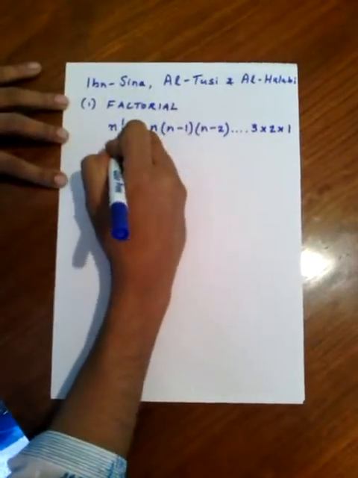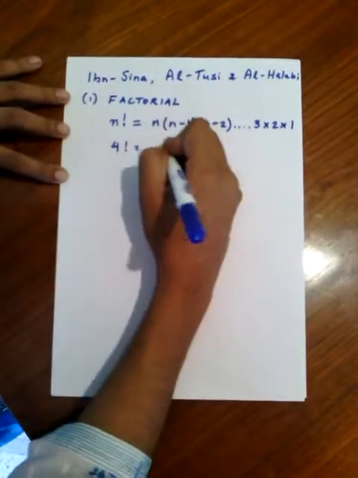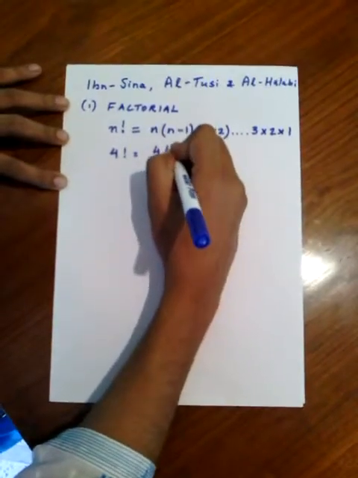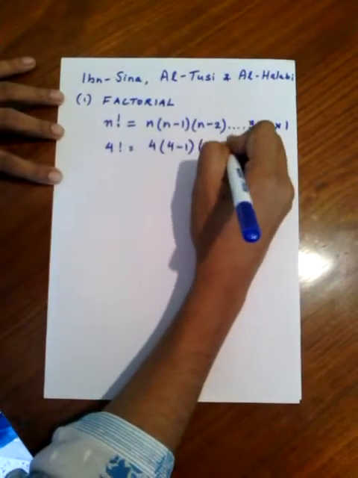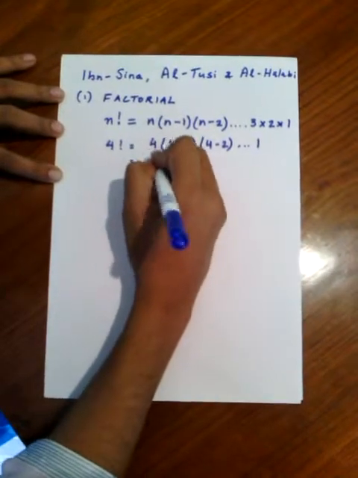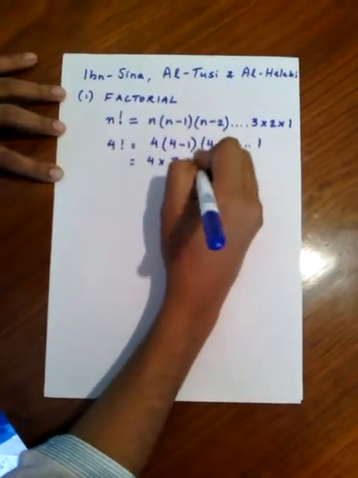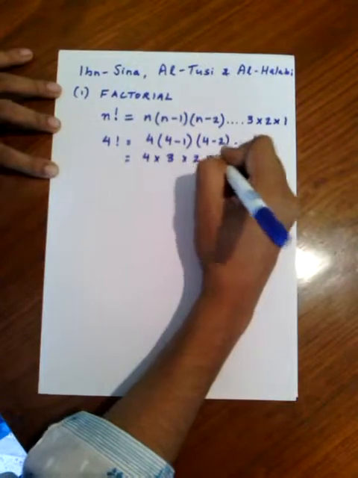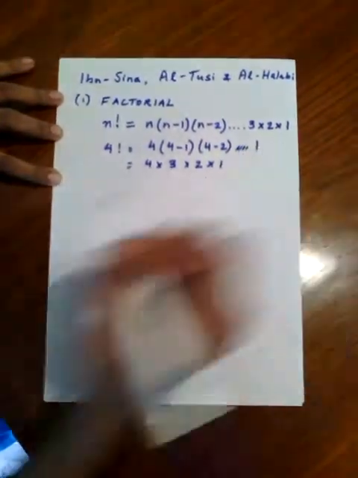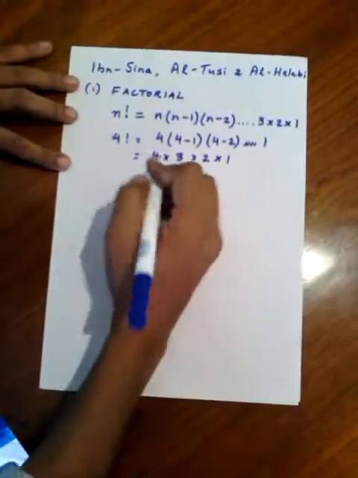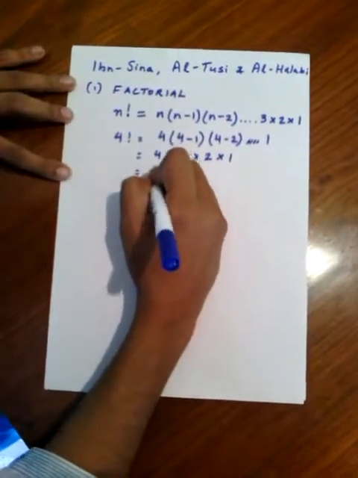Let's see what 4 factorial might be. That would be 4 times 4 minus 1 times 4 minus 2, etc., all the way to 1. So that's 4 times 3 times 2, actually times 1. So this is 2 and the next number is 1. You don't need a dot, dot, dot here. So that's 4 factorial, and that is 24.